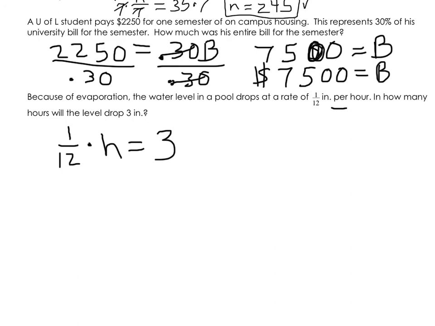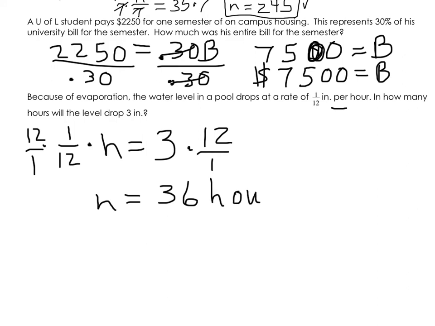We need to solve for h by eliminating this 1/12. We could multiply by the reciprocal, which is 12 over 1. We multiply the right-hand side by 12 over 1, and we get h equals 36. h is the number of hours, so our solution is 36 hours. And that's our solution. And that's the end of this section.